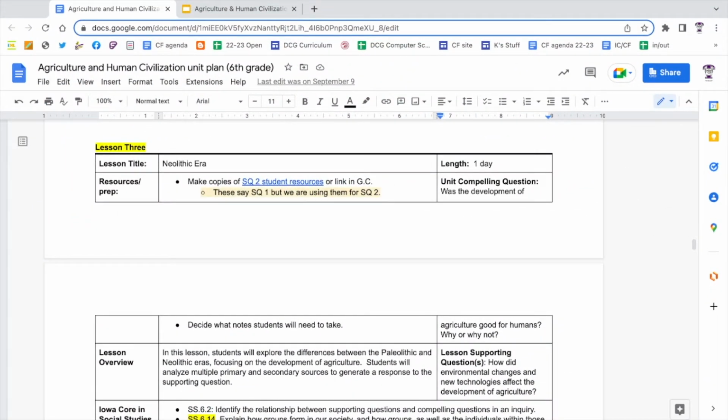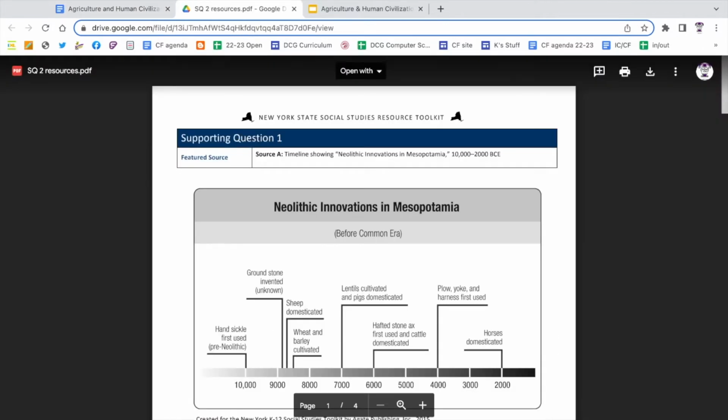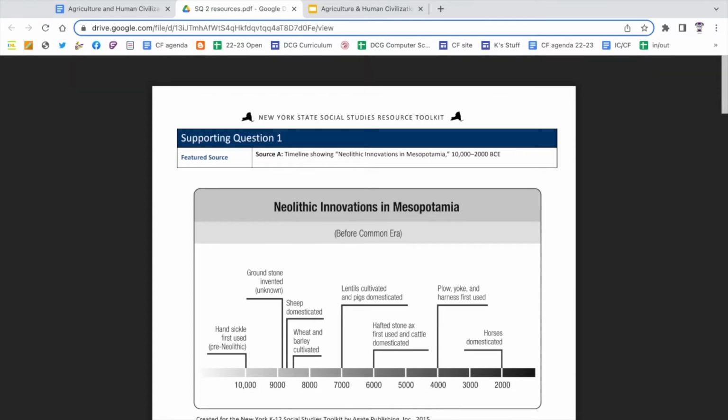We're focusing on supporting question 2. The resource that we use for this lesson says supporting question 1 on the page, as it comes from the New York State Social Studies Resource Toolkit, but this actually goes along with supporting question 2. So if it confuses the kiddos, just cross it off.